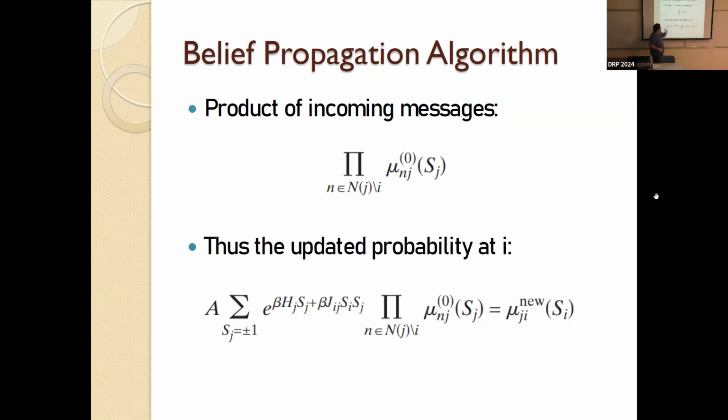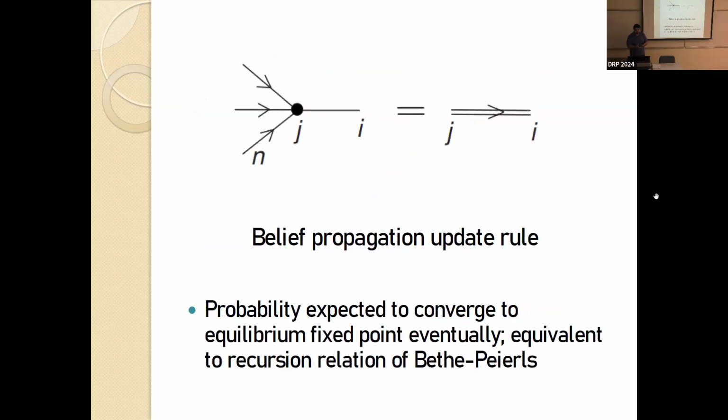And when we bring together these incoming influences at J, incoming messages to I, then we can define an updated version of our initial prediction, which we hope after some iterations will converge into a fixed result, an equilibrium result for our spin distribution, which ends up equivalent to the recursion relations of the Bethe-Peierls approximation.